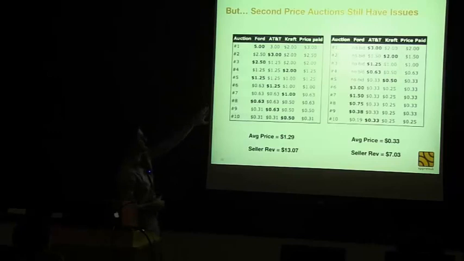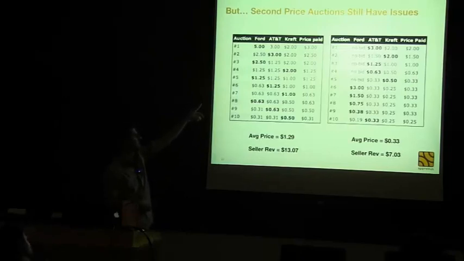Here we have Ford, AT&T, and Kraft. And this is the number of times they've seen the same user over and over again. The first time they all see a user, Ford bids $5, AT&T bids $3, and Kraft bids $2. And so Ford's going to win that auction. They bid the most, and they're going to pay the second price, which is what AT&T bid, $3.